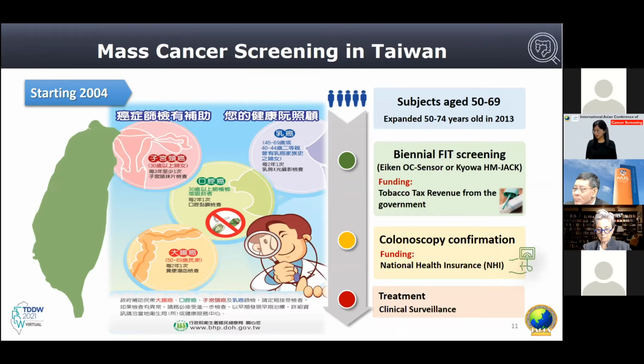Subjects with FIT positive results were referred for colonoscopy confirmation. The cost of this confirmatory examination was reimbursed by the National Health Insurance, which has a coverage rate of 99.9% for the entire population.